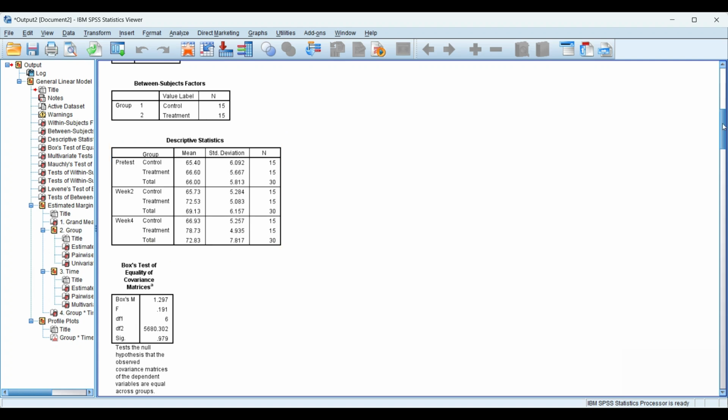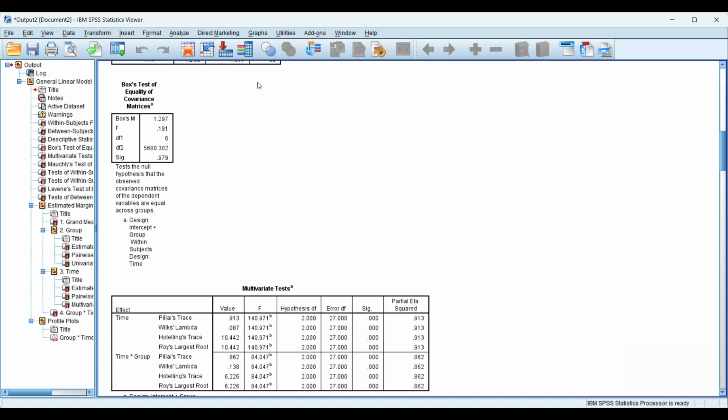Okay, so next we see the Box test of equality of variance covariance matrices. Box test was not significant because the significance level is 0.979, which is higher than 0.05. So it indicates that the covariance matrices were equal across the two groups. Therefore, the assumption of equality of covariance matrices was satisfied.